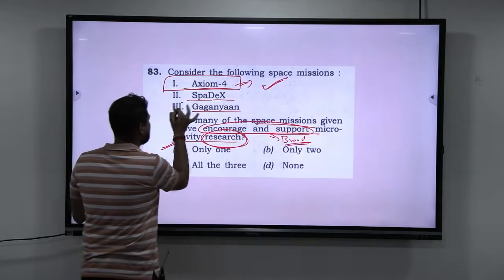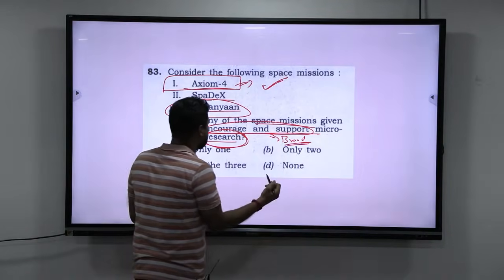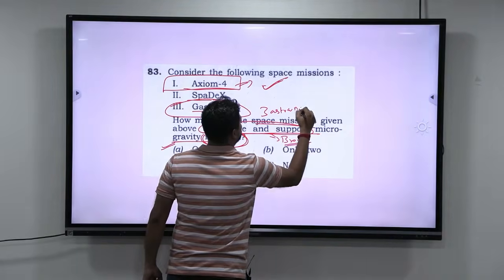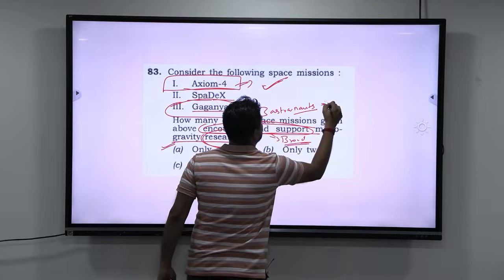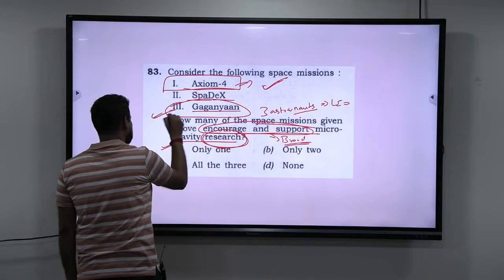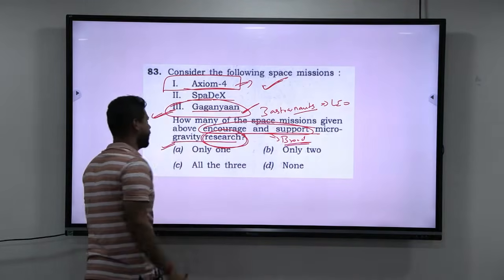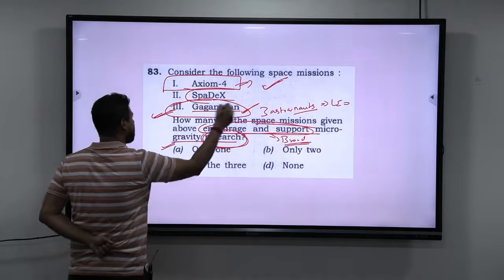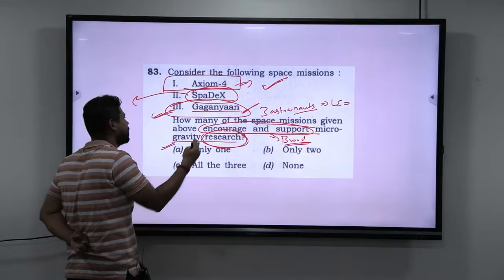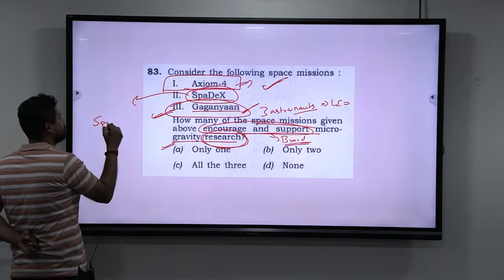Next, Gaganyaan is where we are planning the first human space flight of three astronauts to the low Earth orbit. Obviously, there will be some chances of research happening there. So with that logic, you can tell that this is also correct. Now, coming to this, you would have learned in the current affairs, because all three are something you will come across in the current affairs. You cannot say that you have no idea about anything. You would have heard about it. So next is the space docking experiment.